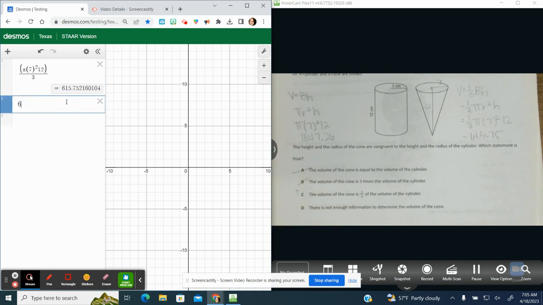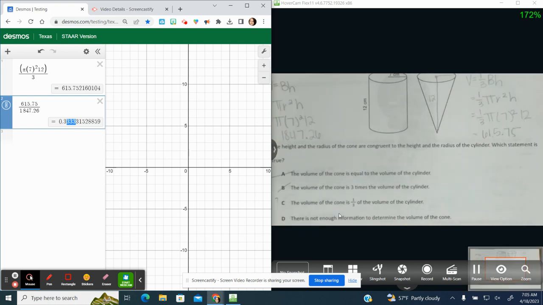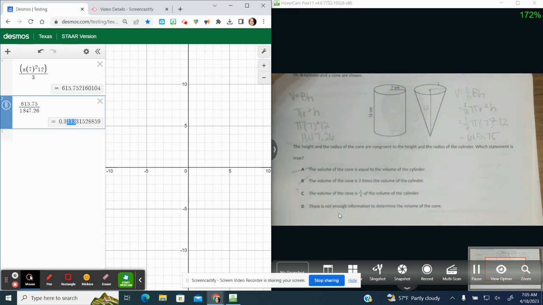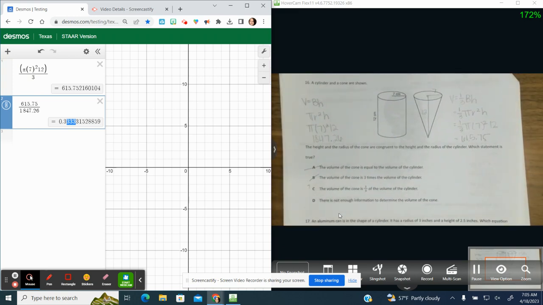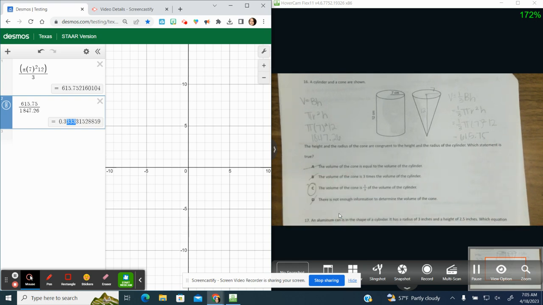So let's see, the cone divided by the cylinder. That's almost 1/3. Remember, we rounded, so it's not going to be quite 1/3. It says, oops, why did we zoom in? There we go. There is not enough information to determine the volume of the cone. Well, we just did, so we know that's not true. So C is correct.